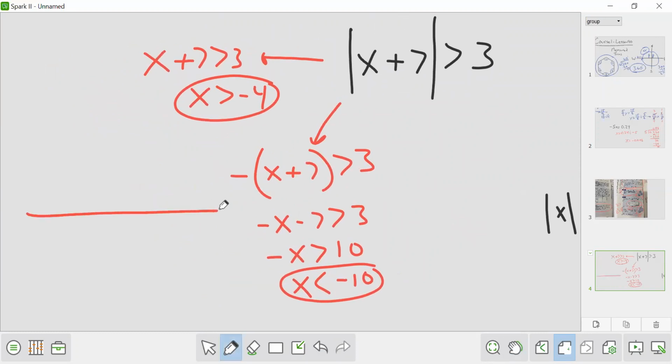Here's my graph. I'm going to have a negative 10, and I'm going to have a negative 4. For this one, x is greater than negative 4, open circle, arrow that way. For this one, x is less than negative 10, open circle, going that way. All right.